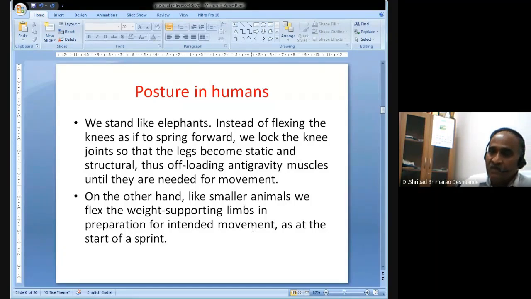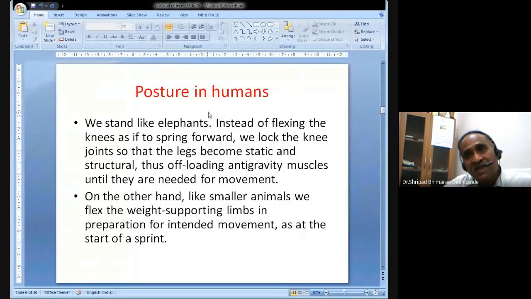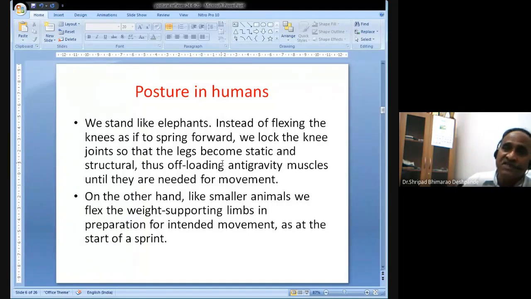So that means we have two types of these features. One, our knee joints are extended, pillar-like. The other, the other joints of the supporting limbs are in flexion mode so that we are prepared to run. That is the second component. That is what the human, Homo sapiens, has evolved.